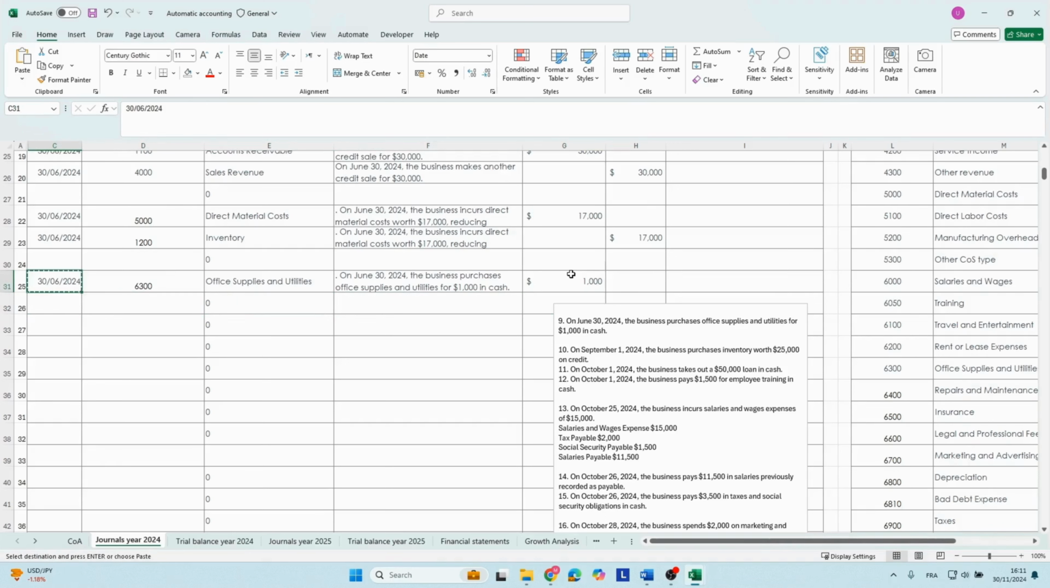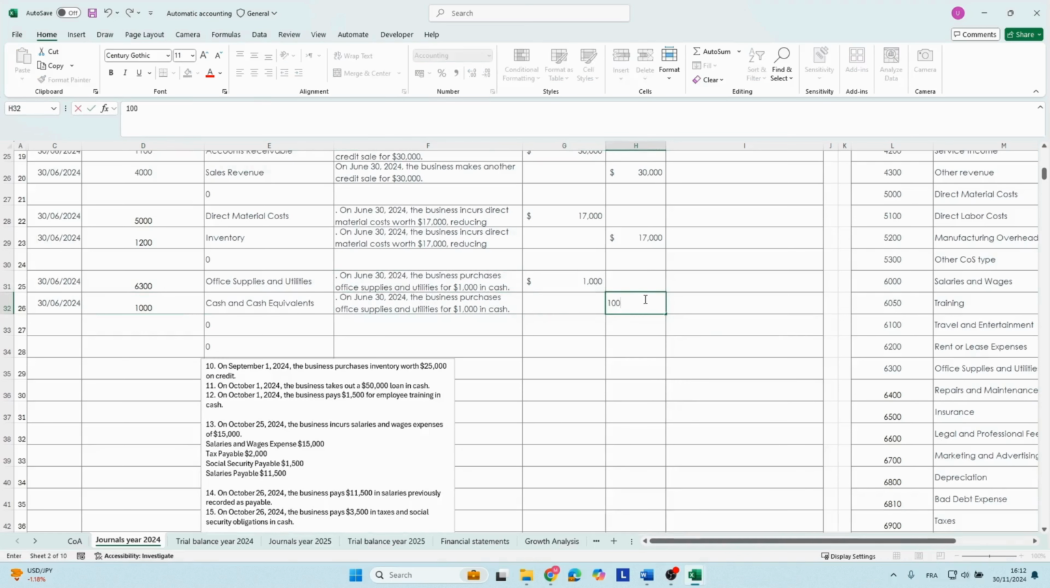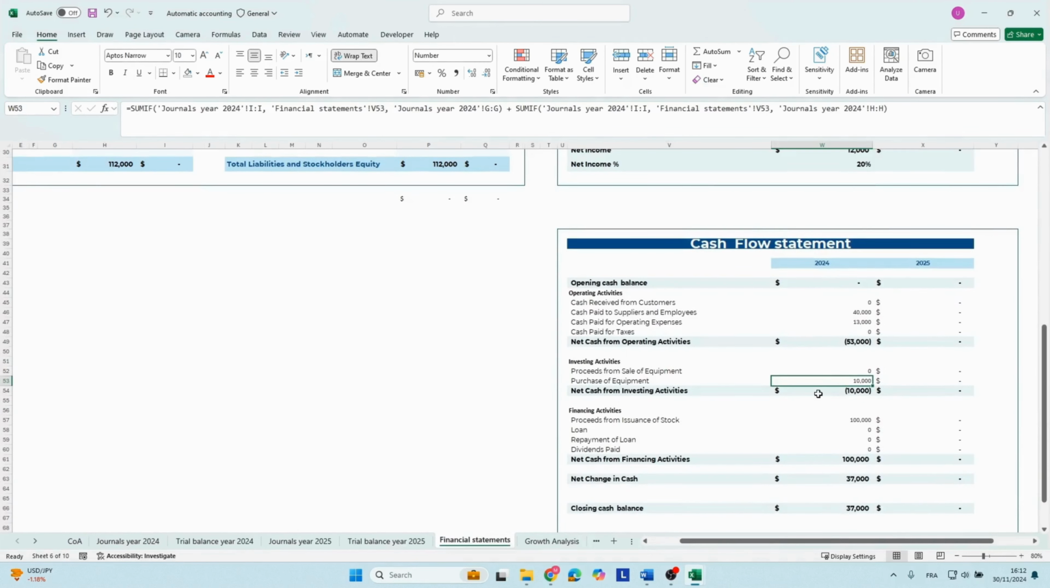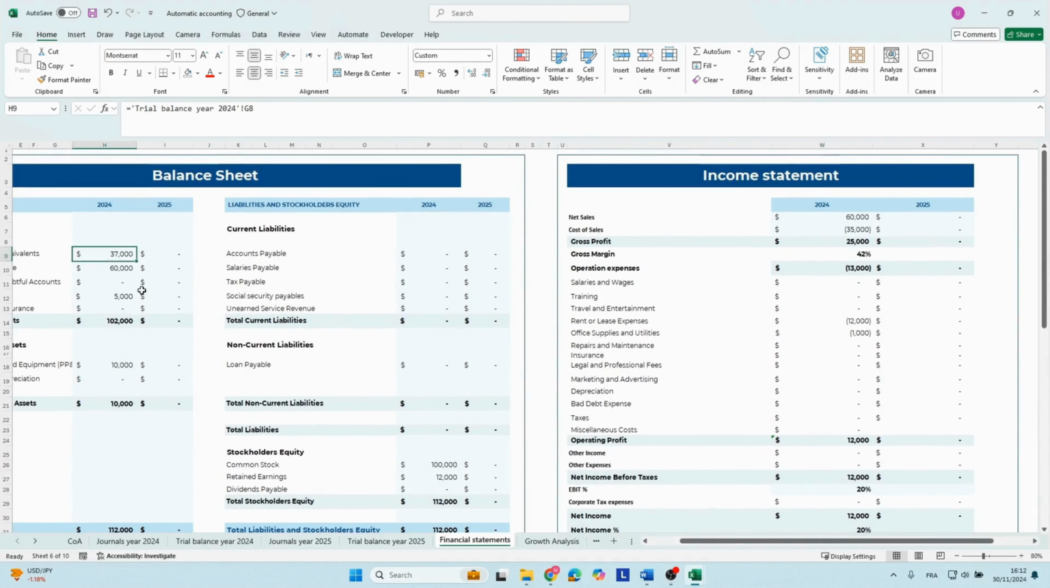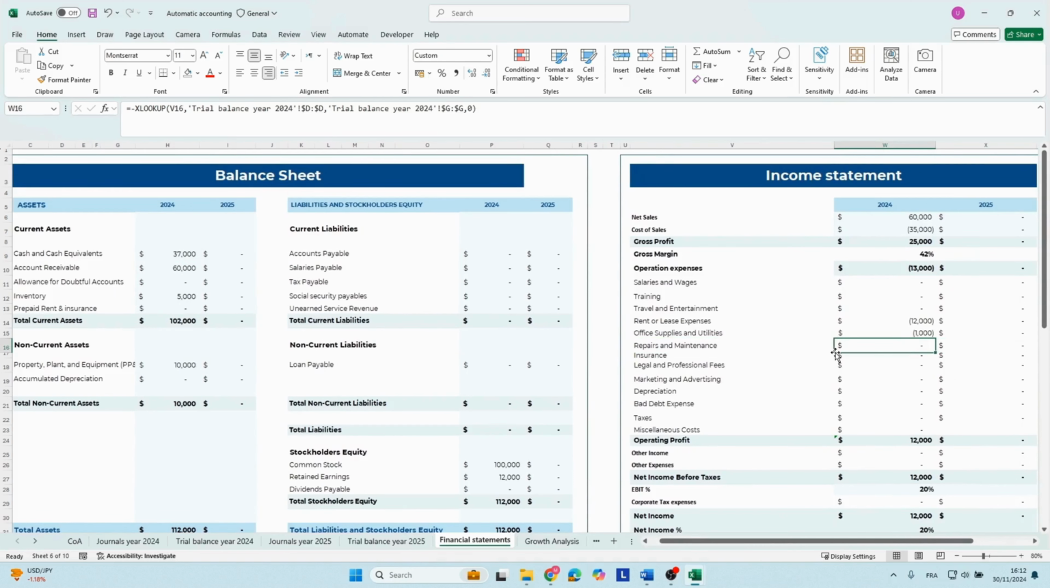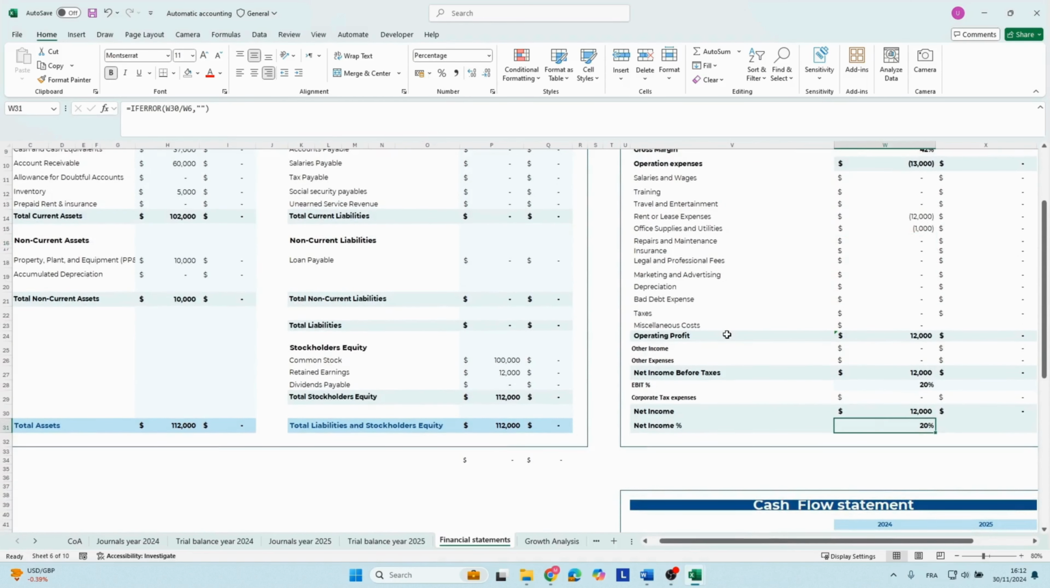Now we go to the second line. Here, this 10,000 was paid in cash. So we will use the cash account. And here the same description. And in credit, it will be the same amount. This is operation expenses. And you can check in our different financial statements that our cash is decreased, becoming 37, the same value that we have in the income statement. Our profits become positive. Net income is 20%.